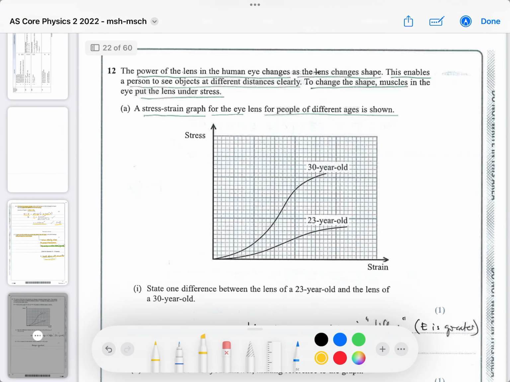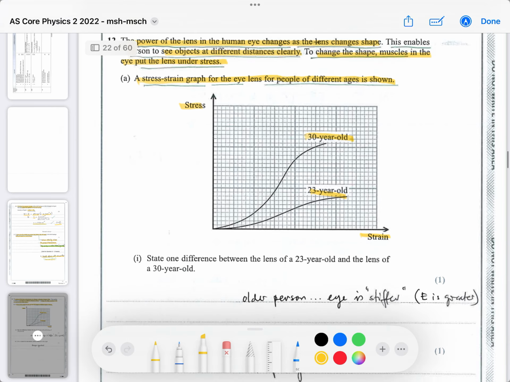Okay, question 12. The power of a lens in the human eye changes as the lens changes shape, and this enables a person to see objects at different distances. So a normal eye would be able to accommodate different distances, I think that's the right word. To change the shape, muscles in the eye put the lens under stress, change the shape of the lens, and here you've got a stress-strain graph for the eye for people of different ages. So a 30-year-old versus 23-year-old, and you can see the stress-strain ratio is higher for a 30-year-old. So they have a stiffer eyeball.